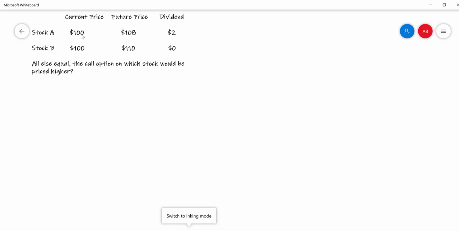But how that return is coming is different. In case of A, the stock price is expected to go to 108, right? So go from 100 to 108, that's 8% gain in a stock price. And the stock also pays a dividend of $2. So overall, you're earning 10%, 8% from capital gains, 2% from the dividend, right? So you still make $10 here. Stock B does not pay any dividend, so entire gain of 10% is coming from increase in stock price. So stock price for B is expected to go to 110.